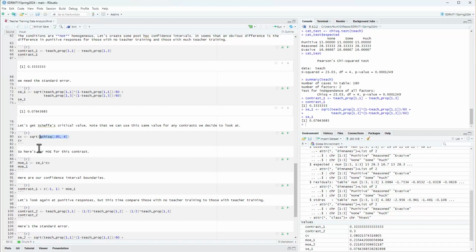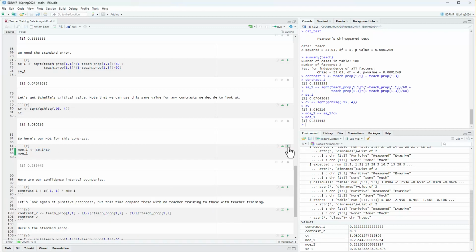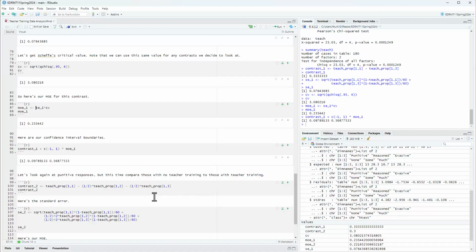That is taking a quantile of the chi-square distribution that has 95% of the area beneath it for a 0.05 test, and I had 4 degrees of freedom because I took the number of columns minus 1 times the number of rows minus 1, that's 2 times 2 or 4, and that gives me my critical value for Scheffé. So I can now get my margin of error for this contrast by taking the standard error times the critical value. That gives me my margin of error. And if I add and subtract the margin of error from the contrast, there I have the answer.